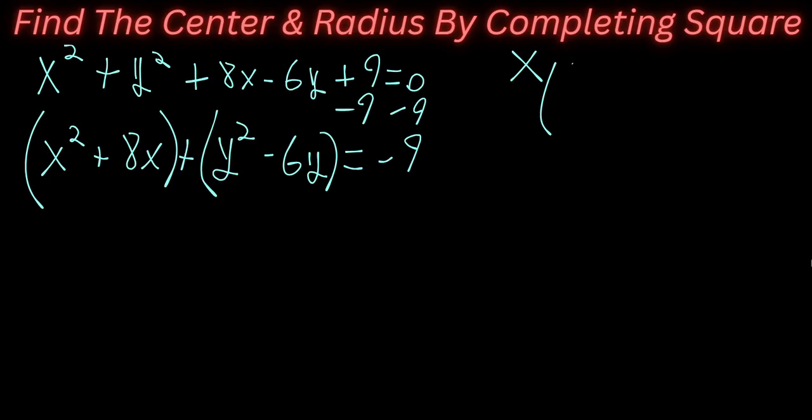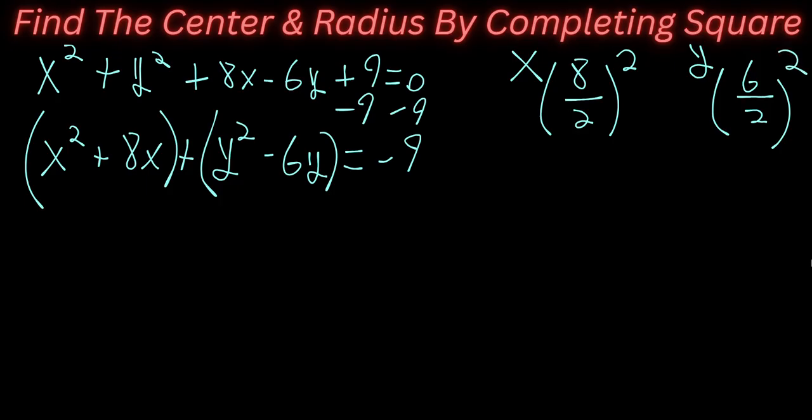So our x side is 8 divided by 2 squared, and our y side is 6 divided by 2 squared. So we have 8 divided by 2 is 4, and when we square that, that's 16. So we add 16 to the x's, and then 6 divided by 2 squared, we add 9 to the y terms. We add them both over on this side, and that gives us 25. We add 25.